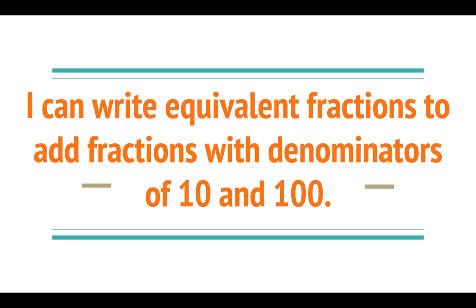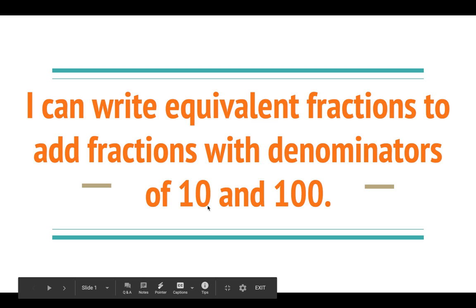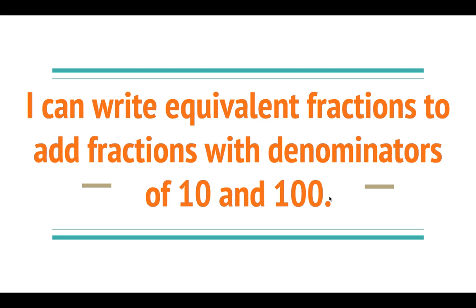For today, we want to be able to write equivalent fractions to add fractions with denominators of 10 and 100. This is a little different from what we were doing before because now we have unlike denominators when we're adding. So one denominator will be 10 and one will be 100.